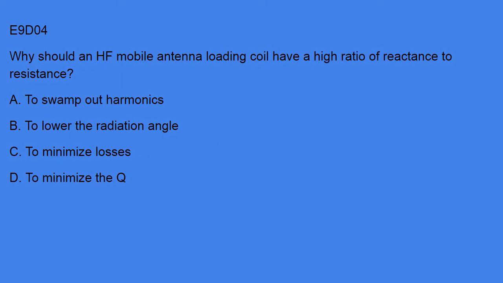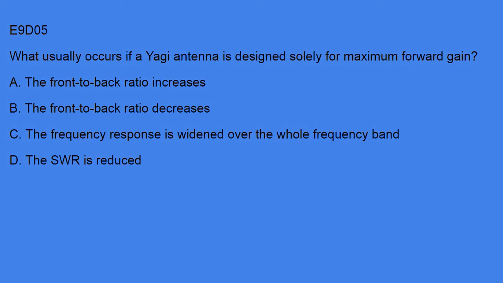E9D04, why should an HF mobile antenna loading coil have a high ratio of reactance to resistance? To minimize losses. E9D05, what usually occurs if a Yagi antenna is designed solely for maximum forward gain? The front to back ratio decreases.